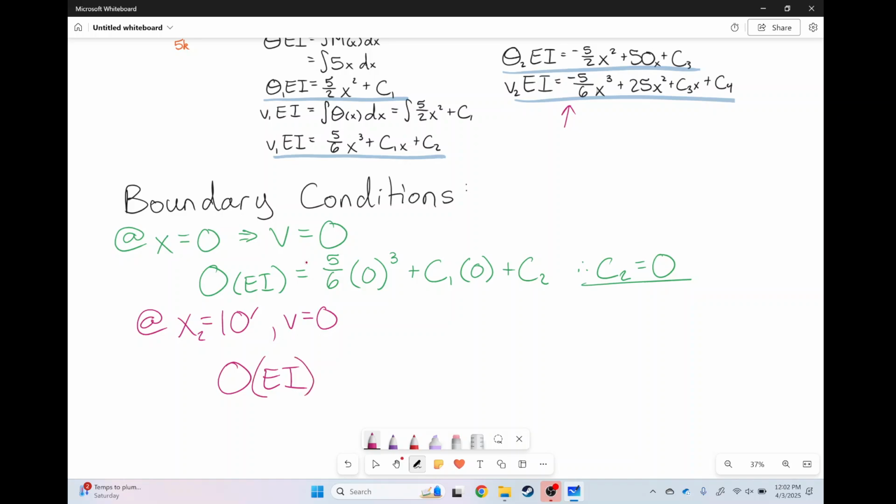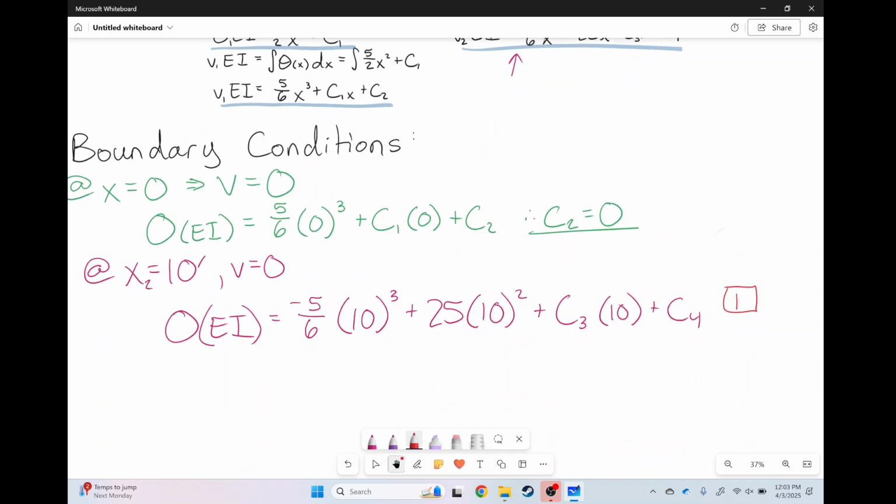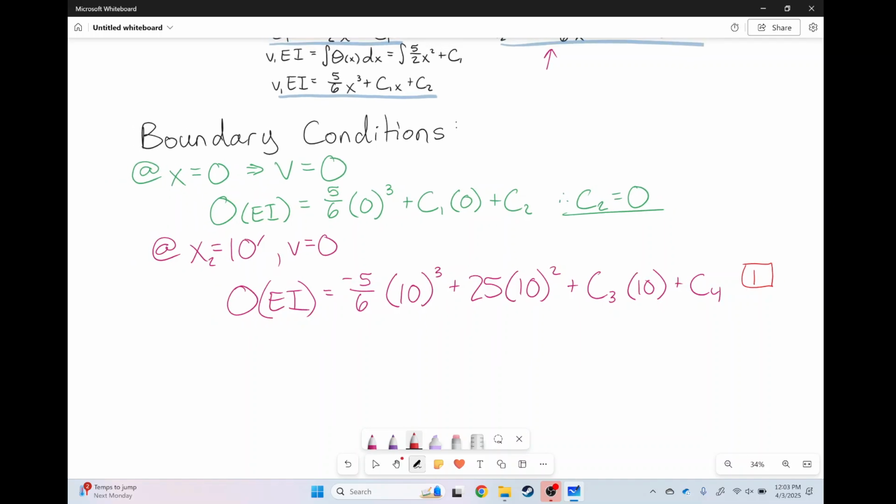So technically 0 times EI is equal to minus 5 divided by 6 times 10 cubed plus 25 times 10 squared plus C3 times 10 plus C4. Okay, well, as you can see, you aren't really going to solve for anything there. So I'm going to just call this equation 1 because we didn't really solve for it. What's actually going to happen with these boundary conditions is we're going to get a whole bunch of equations, and we're going to have to solve them simultaneously. So it's kind of fun in a wonderful sense, isn't it?